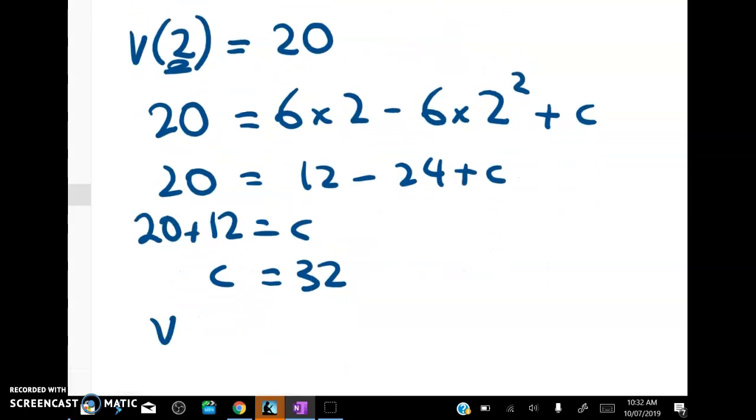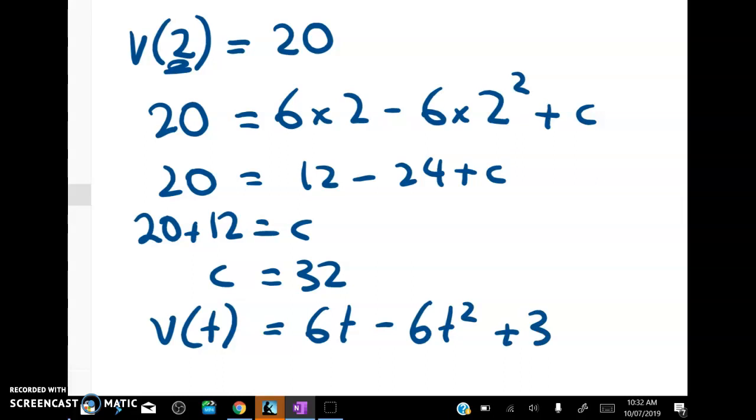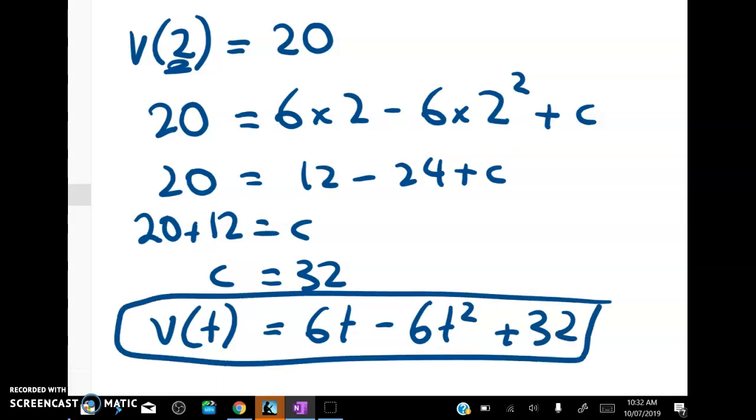So lots of writing, but it's not conceptually that difficult. We're finding an expression for the velocity at any time after we've passed that tree. So v of t is 6t minus 6t squared plus 32. So that's good. Now let's go back and look at what we were asked to find.